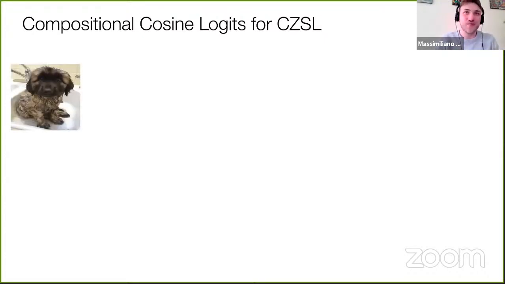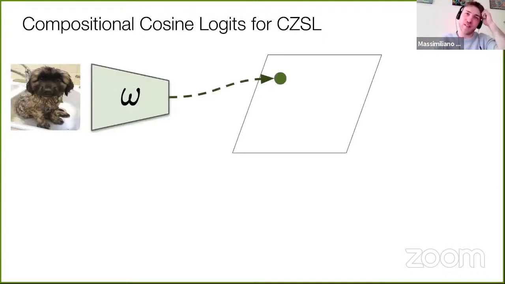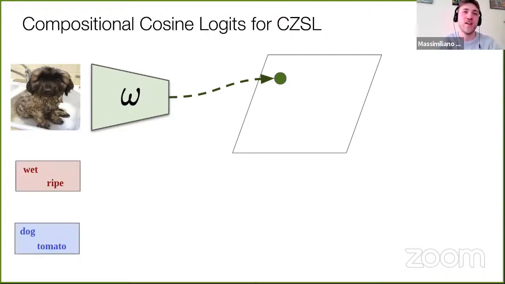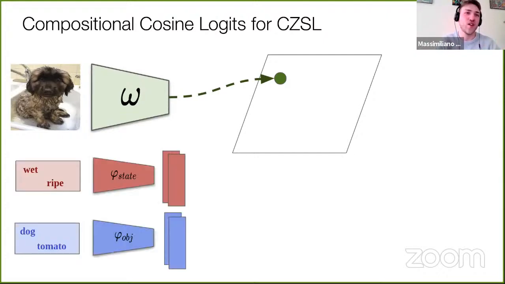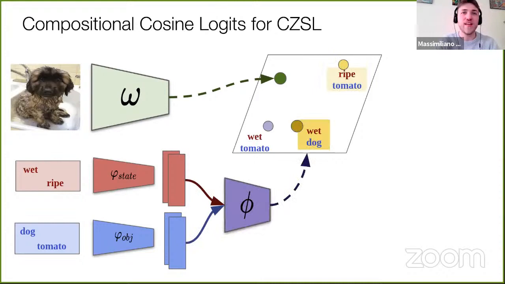So let's say we have an image. We extract some features that are projected into this shared embedding space, where we also take state and objects. We extract representations for them, which are actually word embeddings in our case. And then we learn this transformation function, similar to what LabelEmbed was doing.